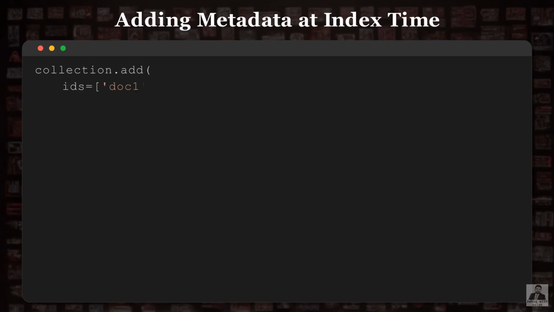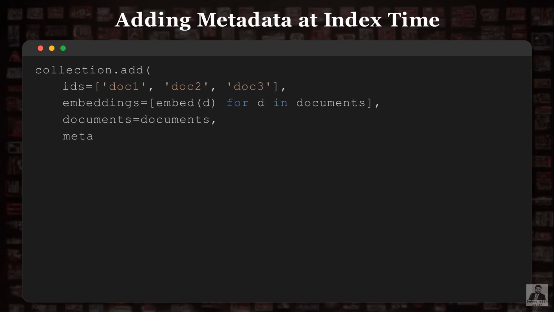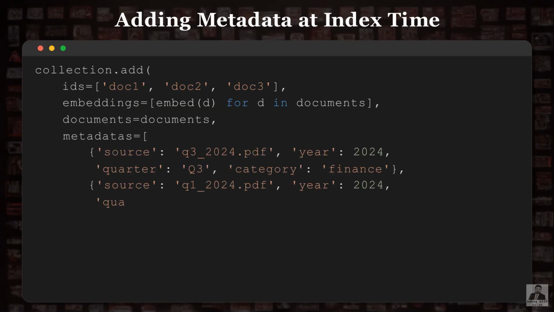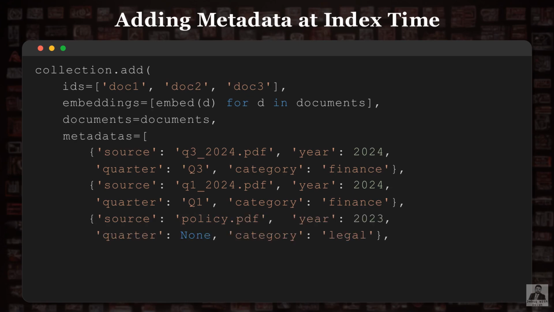Metadata is added at index time as a dictionary alongside each document. We store source file name, year, quarter, and category for each chunk. Every chunk from the same source document gets the same metadata values. This is important. The metadata does not describe the chunk content. It describes the document the chunk came from. When a user filters by year 2024, they get all chunks from 2024 documents, regardless of what those chunks say.